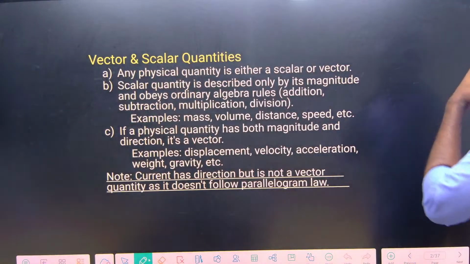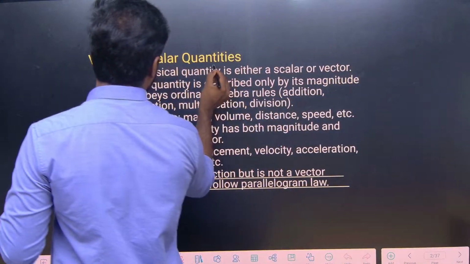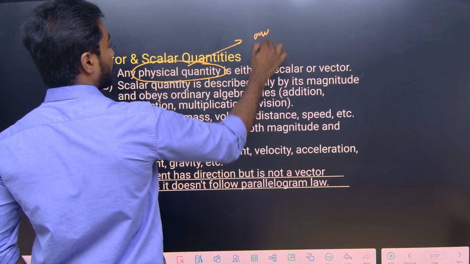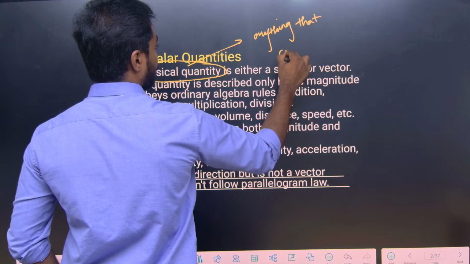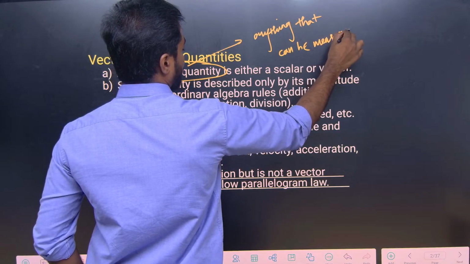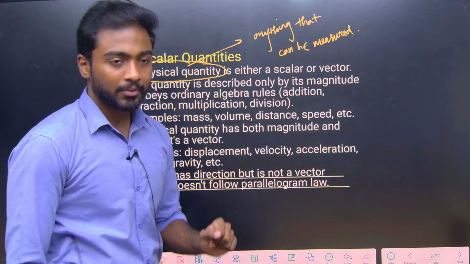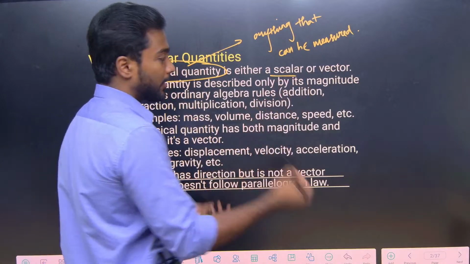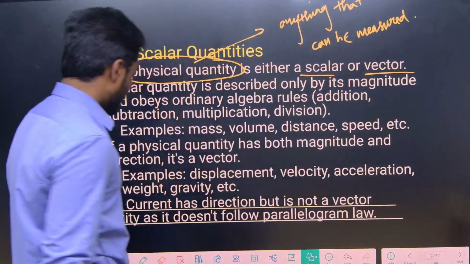Vector and scalar quantity. Any physical quantity, meaning anything that can be measured, we call a physical quantity. It can be either a scalar or a vector.